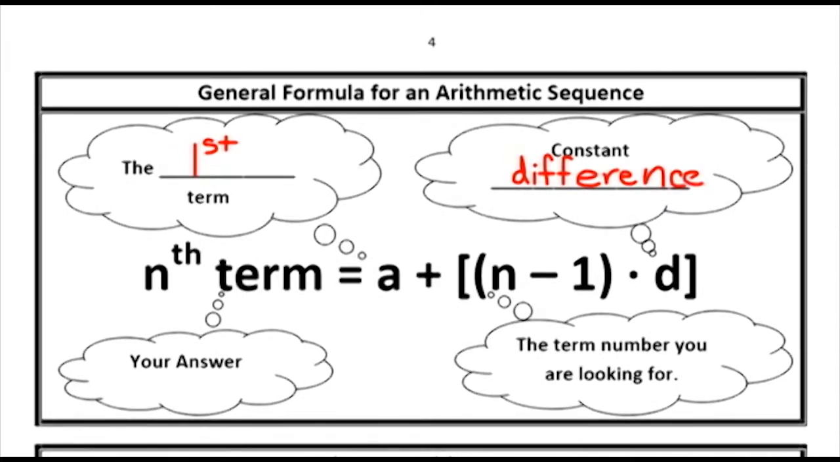So your answer is what all of this calculates out to. It's the first term plus, in brackets and then in parentheses, n, which is the term number you were looking for. We were looking in the last example for the first term, for the fifth term, for the 30th term. So it would be 1, 5, or 30 minus 1 times the constant difference.